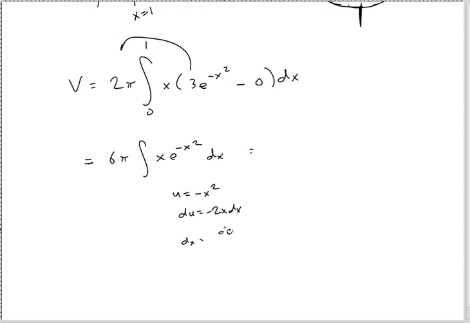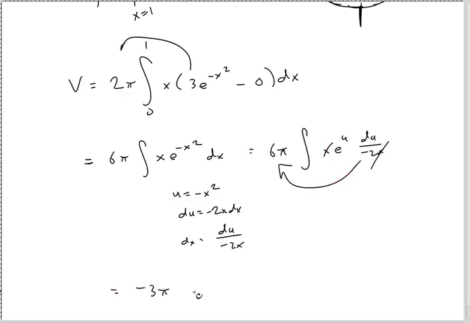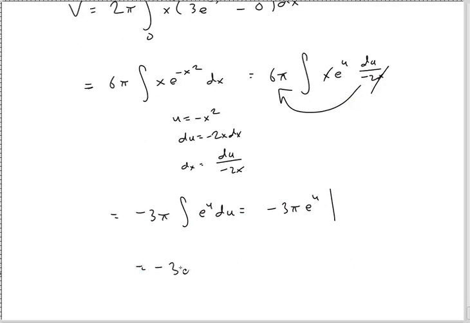And so my dx is equal to du over negative 2x. So we have x times e to the u du over negative 2x. Your x's cancel, your negative 2 comes to the front. You get a negative 3 pi integral of e to the u du, which is, you guessed it, e to the u. I'll be plugging in my limits in a second, but I need to plug back in my x's, 0 to 1.